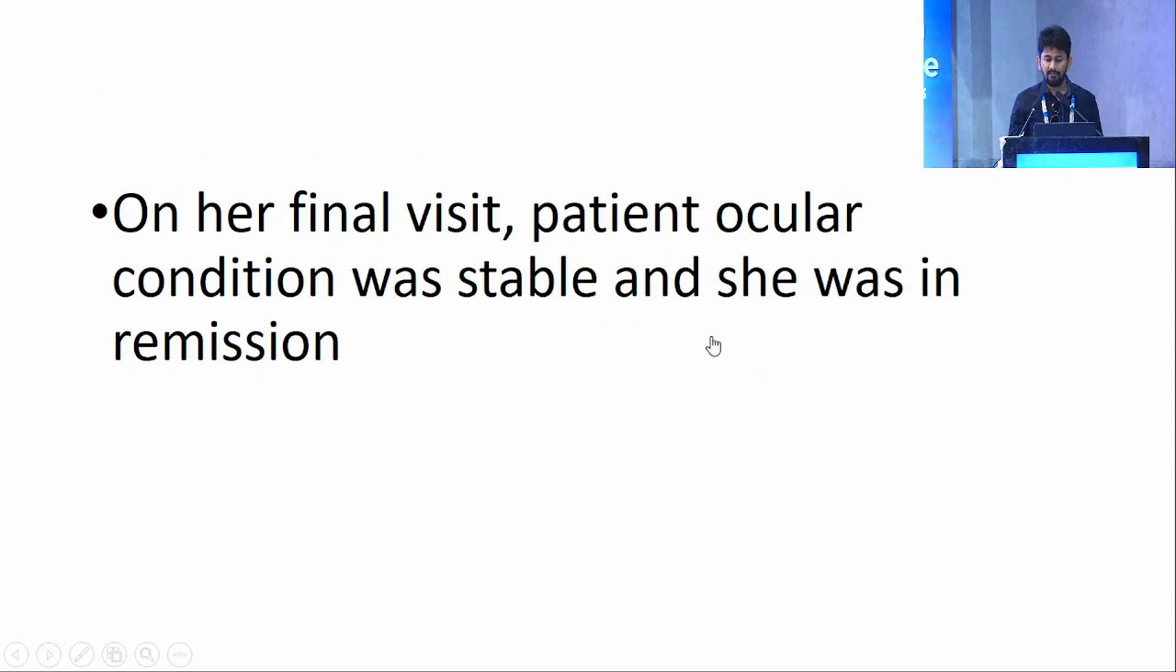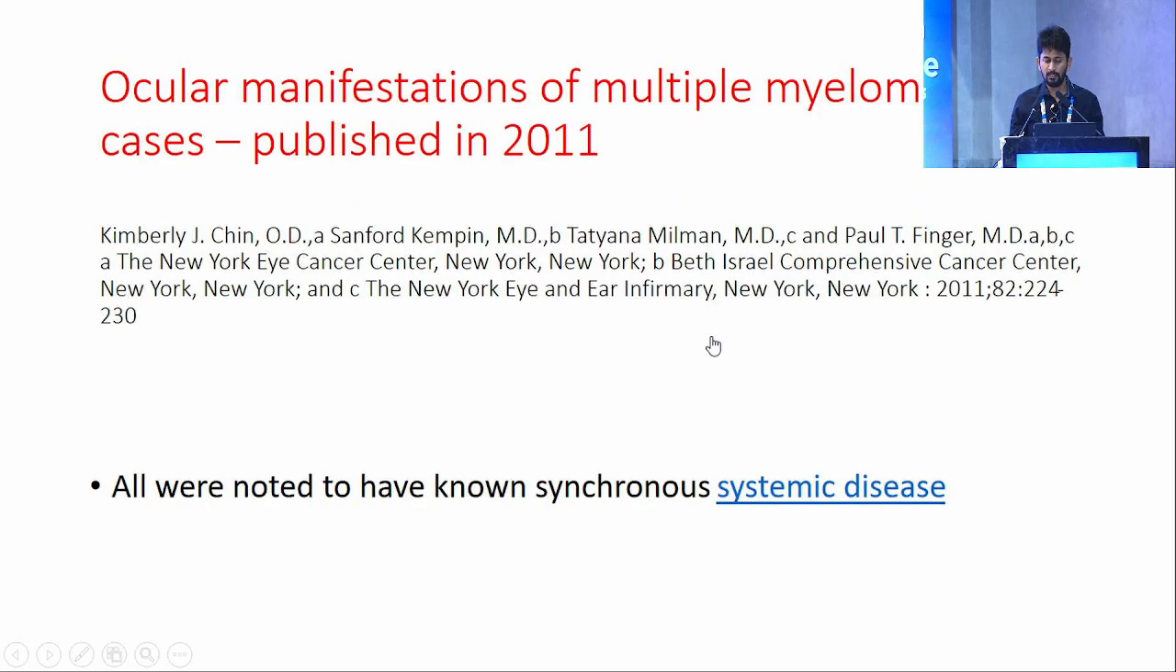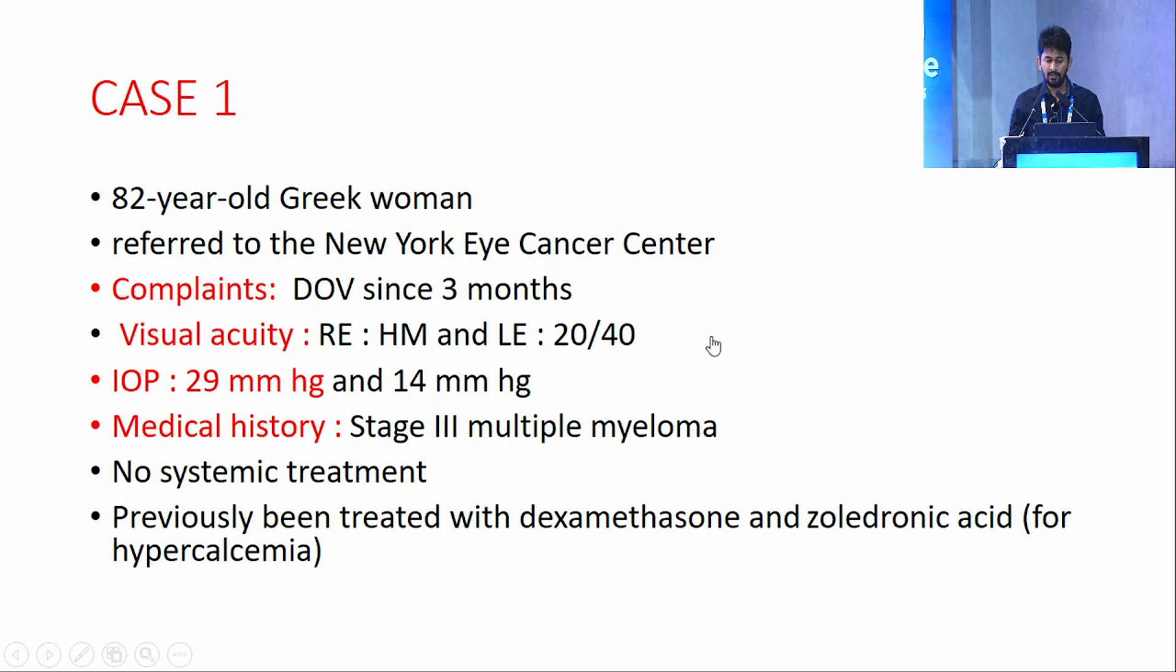And on her final visit, the ocular condition was stable and she was in remission. So this was the case, and a few other case reports were published in 2011. Case 1 showed an 82-year-old Greek woman. Her vision was hand movements in the right eye with high IOP and a history of stage 3 myeloma.